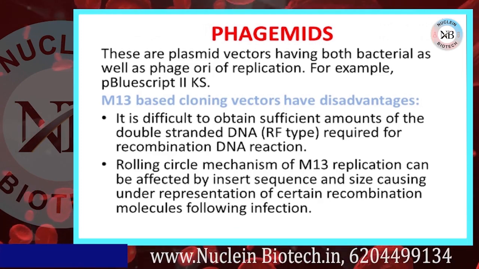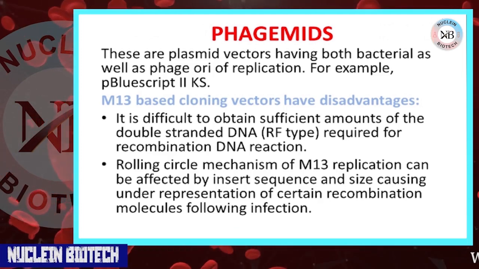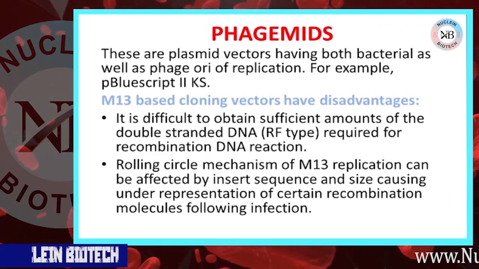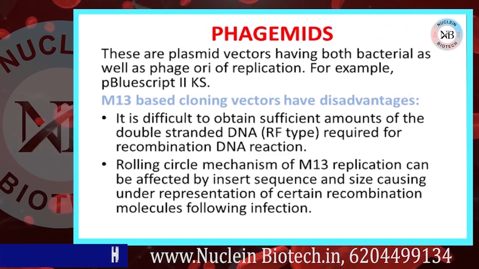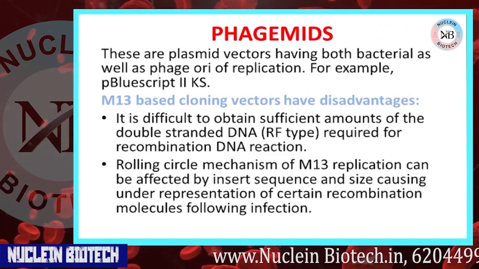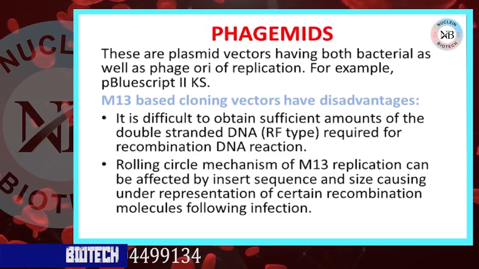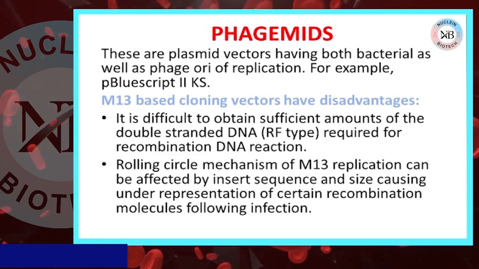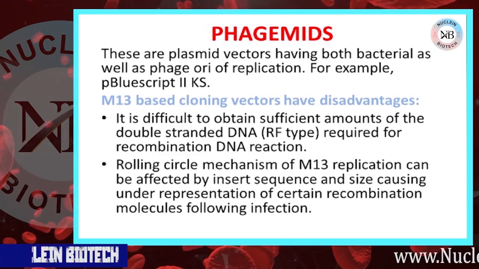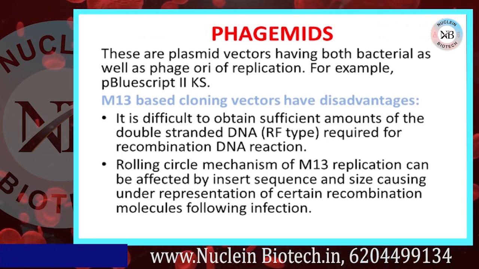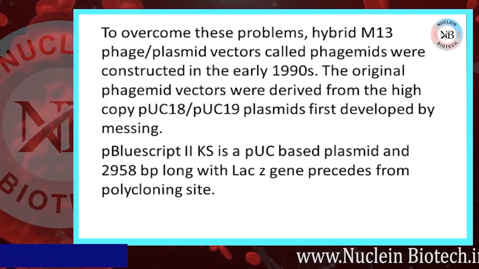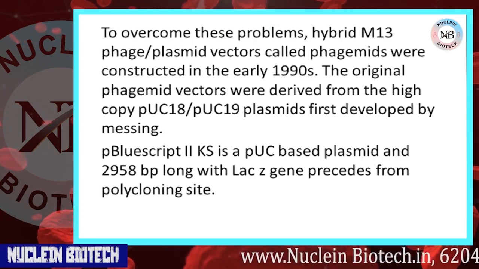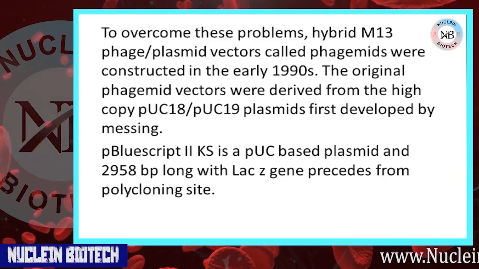M13-based cloning vectors have some disadvantages. Like, it is difficult to obtain a sufficient amount of the double-stranded DNA required for recombinant DNA reactions. Second, the rolling circle mechanism of M13 replication can be affected by insert sequence and size, causing underrepresentation of certain recombinant molecules following infection. To overcome these problems, hybrid M13 phage or plasmid vectors called phagemids were constructed in the early 1990s.